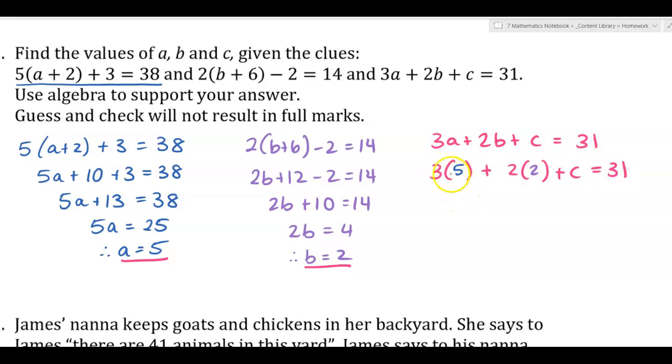3, what's in between the 3 and the 5? Times. 15 plus 4 plus C equals 31. That means that 19 plus C equals 31. What is in front of 19? Plus. So how do I get rid of it? Minus. So C equals 31 minus 19, which is just 12. Anyone get that? Amazing.